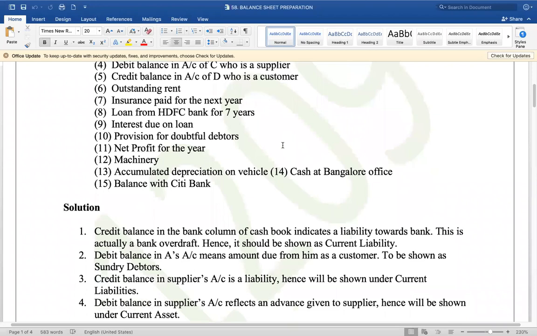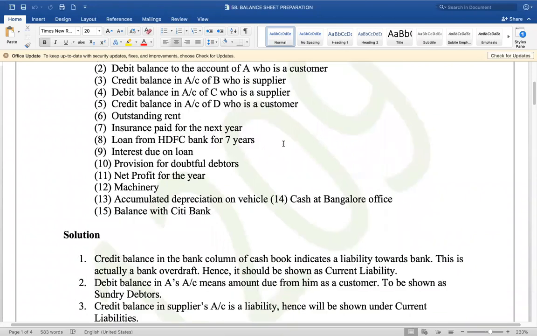And if there's an amount due from him, what will he do? You take it as, or treat it as, an asset: debtors. Okay? Right. Number 2 is over. Number 3, credit balance. You can also check the answers which I am discussing.